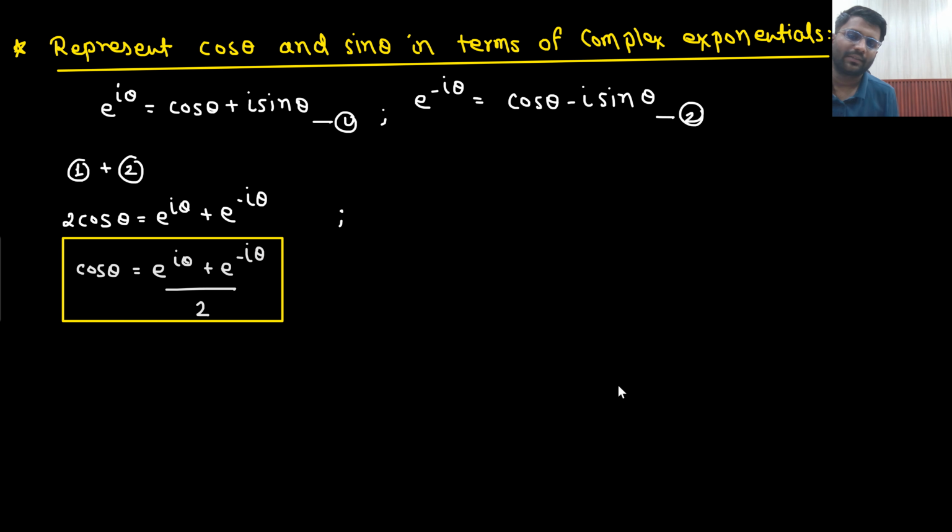Now what about sin theta? You subtract equation 2 from equation 1. What are you getting? e to the power iota theta minus e to the power minus iota theta equals 2 iota sin theta.